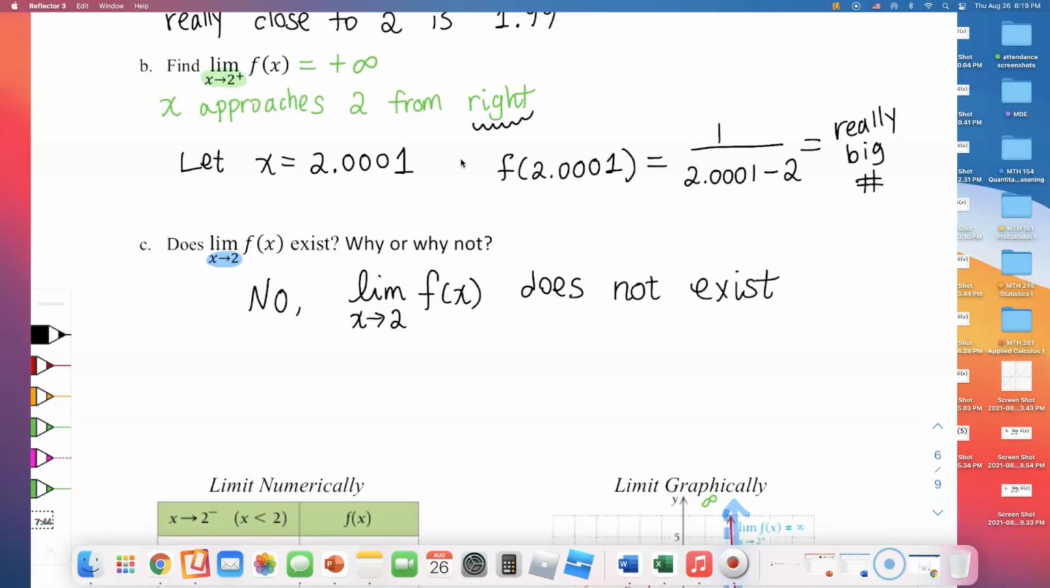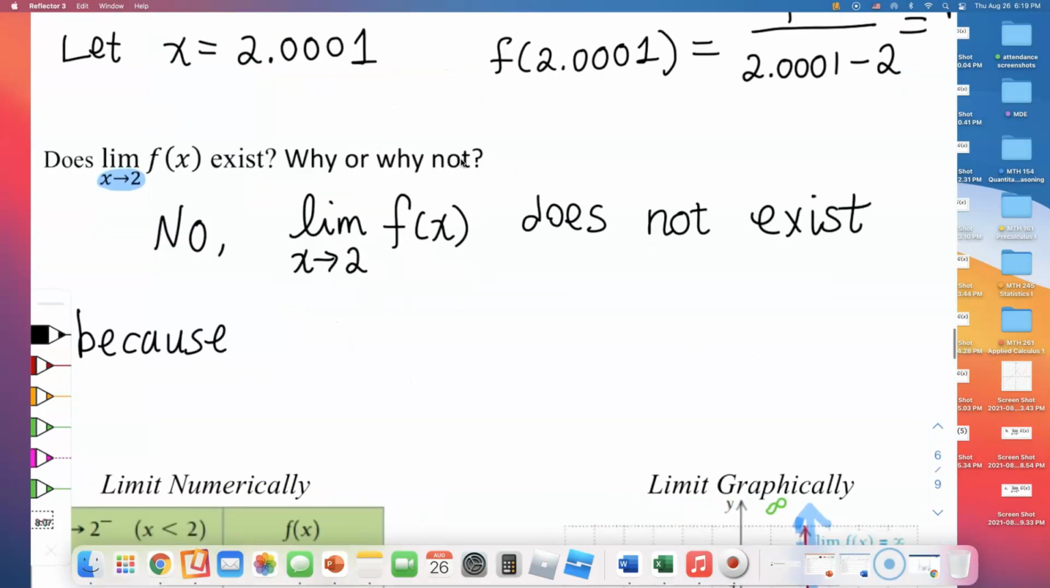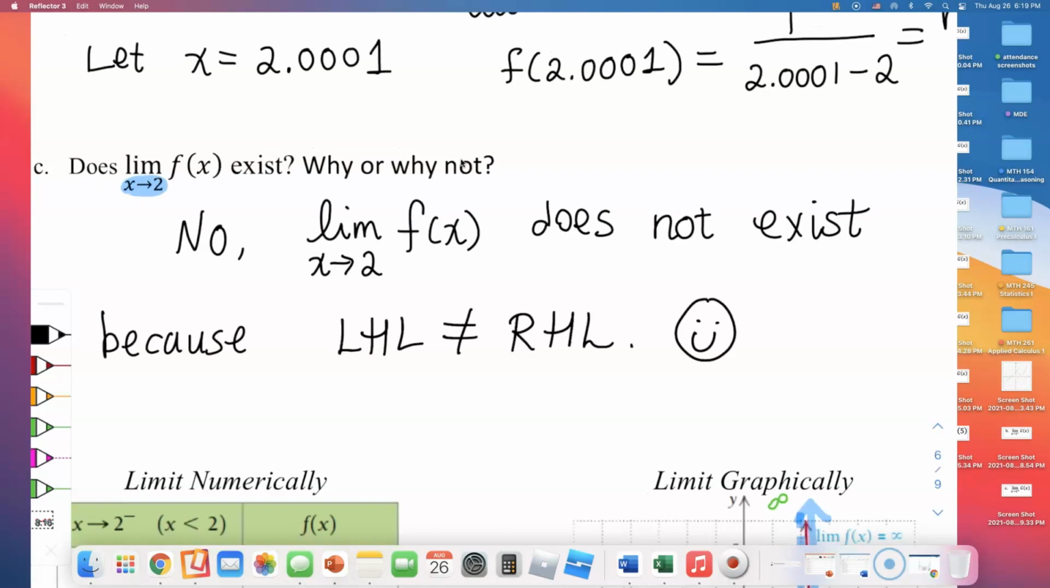Why? Because the left-hand limit does not equal the right. You know what? Let me go ahead and abbreviate this, okay? Because the left-hand limit does not equal the right-hand limit. That's why the general limit does not exist.